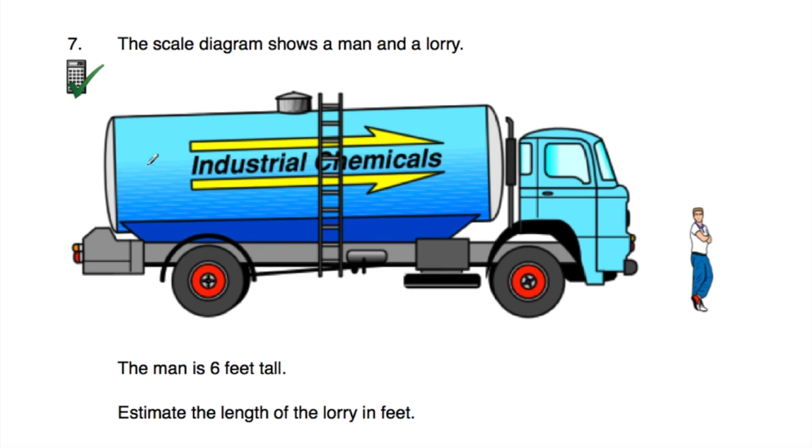Question number 7 says the scale diagram shows a man and a lorry. So this is a scale diagram. It's been drawn to scale, and we've got this lorry and this man. And the man has got a height of 6 feet, and we've been asked to estimate the length of the lorry in feet.